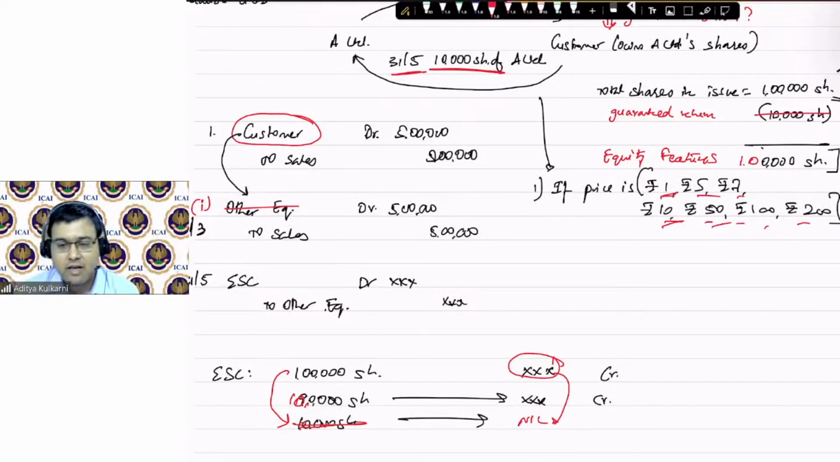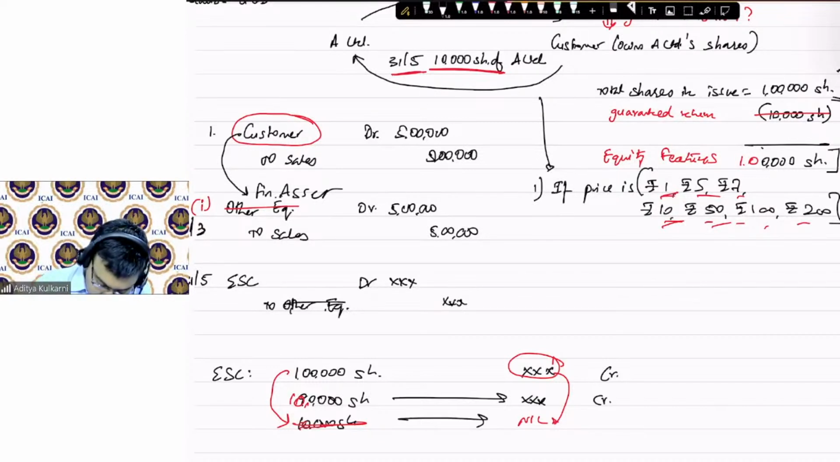And if nothing will be cancelled out, what do I debit? I am not getting cash. I am getting my own shares. Something has to be debited. The customer is not going to give cash. So therefore, what does it represent? It represents a financial asset. And when the buyback actually happens, I will debit equity share capital and credit financial asset.